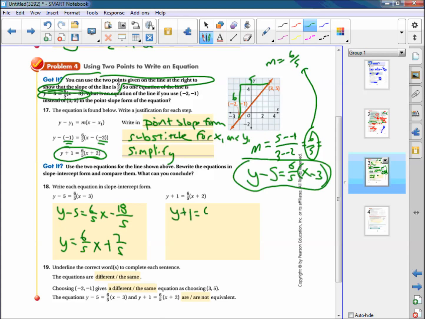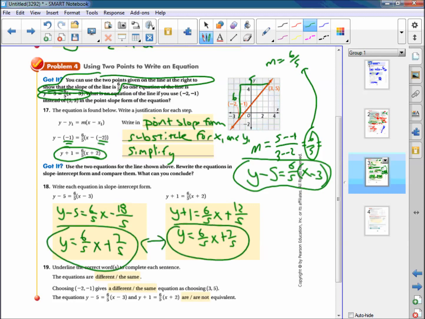Then we could do the same thing over here. y plus 1 equals 6/5 x plus 12/5. 2 times 6 is 12. Keep the 5 on the bottom. And then I'm going to subtract 5/5 to both sides because 1 is the same as 5/5. So the like terms will put the two constant parts together. 12 minus 5 will give me 7/5. And we can see that we have the same equation now, much easier.